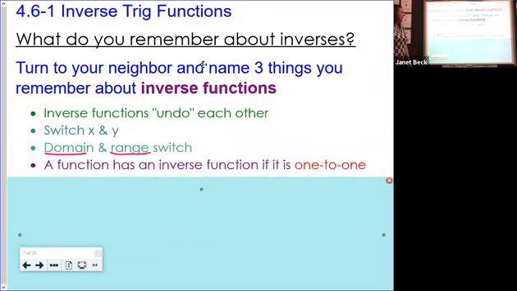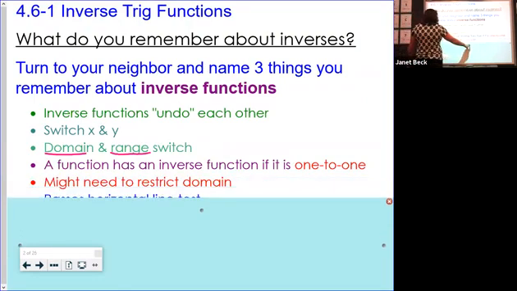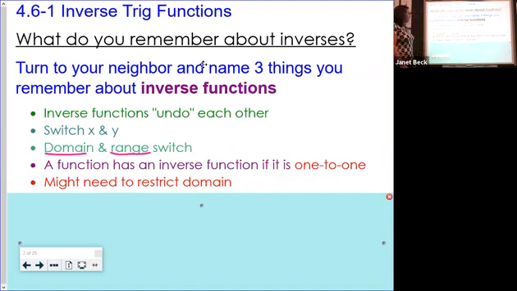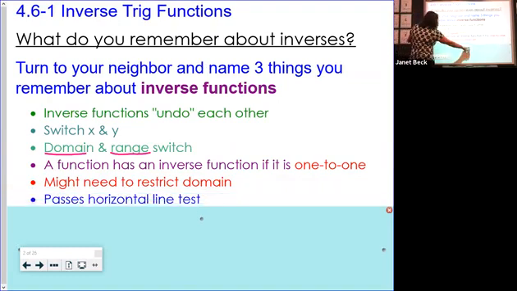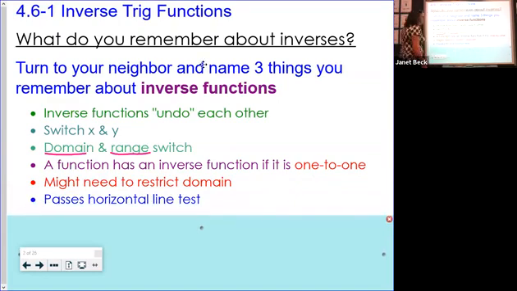A function has an inverse that is also a function if and only if it is one-to-one. And to make it one-to-one, you might need to restrict the domain. We're going to go through an example of that in a second. And you know if it's one-to-one if it passes the horizontal line test. Okay?